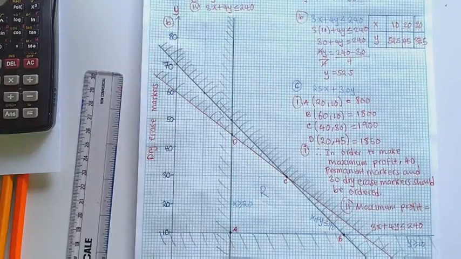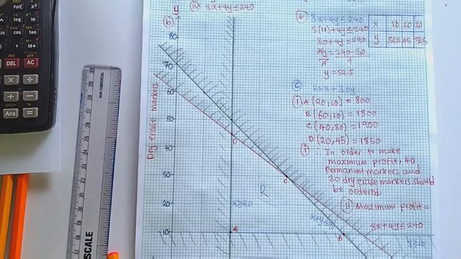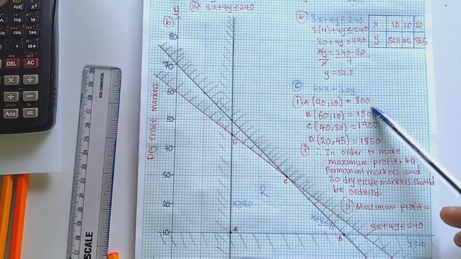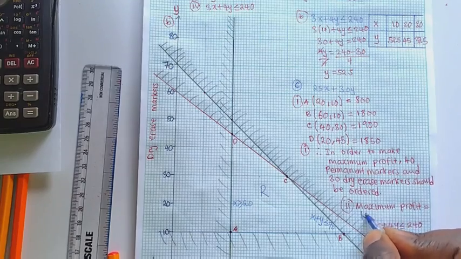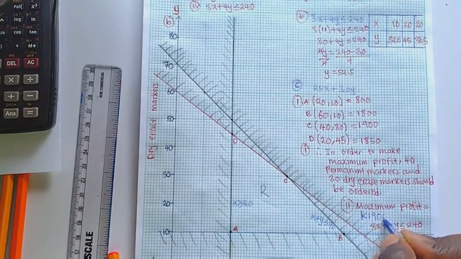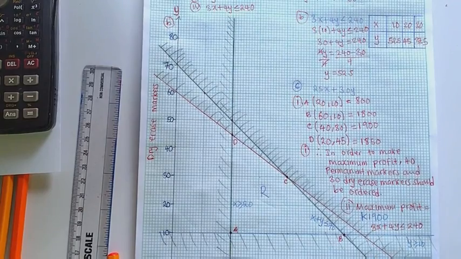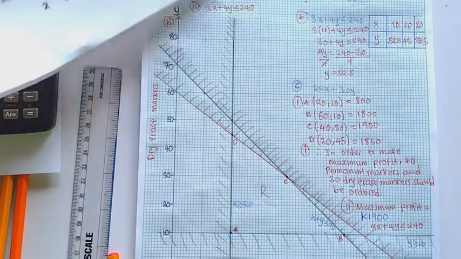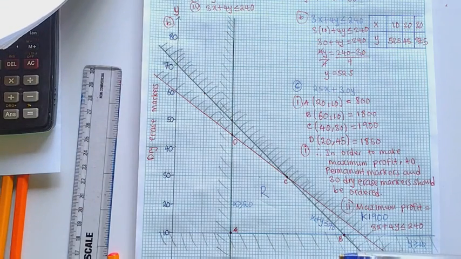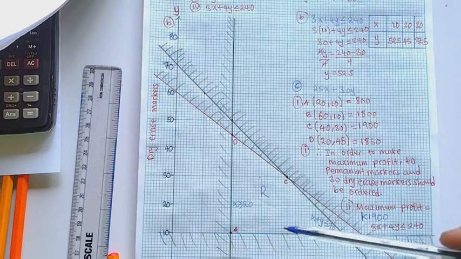So maximum profit is equal to, we check from these values that we got, the maximum profit was this 1900. So you just write your maximum profit is equal to 1900 kwacha as your answer. I'm using a pen. This doesn't mean that you should use a pen, because you might make a mistake. That's why you should use a pencil, so that whenever you make a mistake, you'll be able to rub nicely.